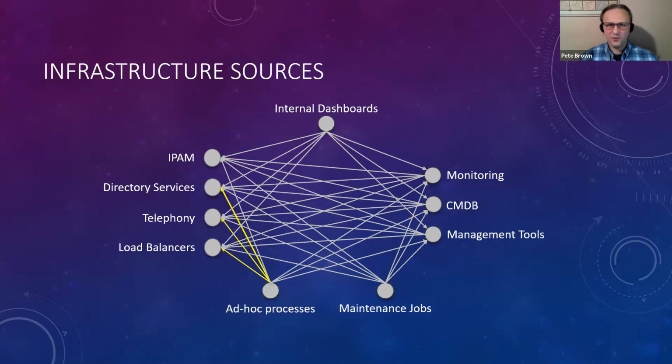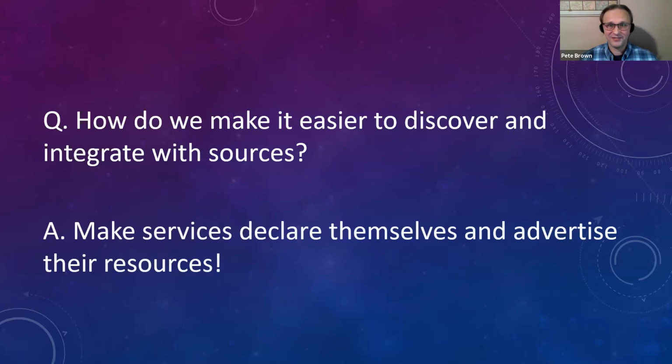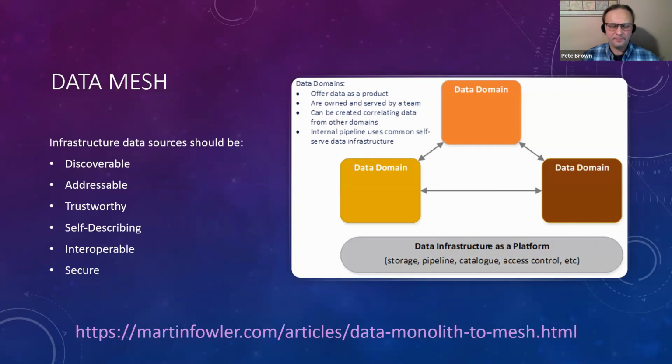So the question then becomes, how do we make it easier? How do we make it easier to discover and integrate with our sources without having to go through all those steps for each one? And the answer is to make everything declare itself. So enter data mesh. The key items that I've taken from this are going to be the discoverability, the addressability, and the self-describing features.